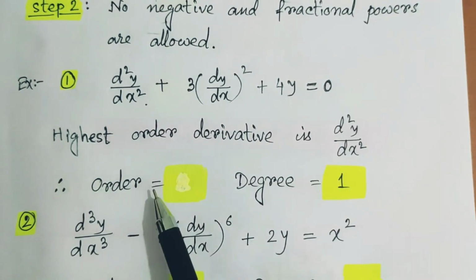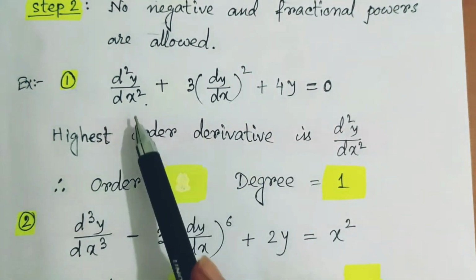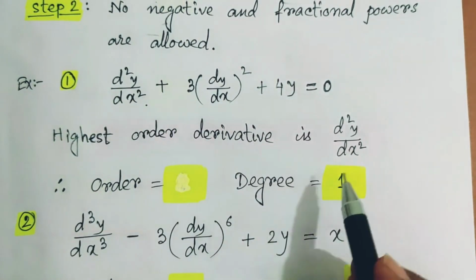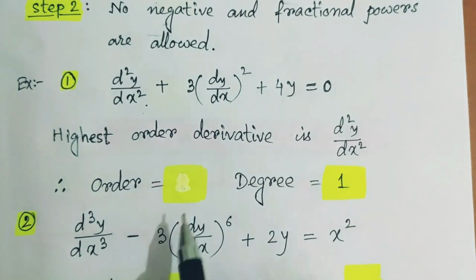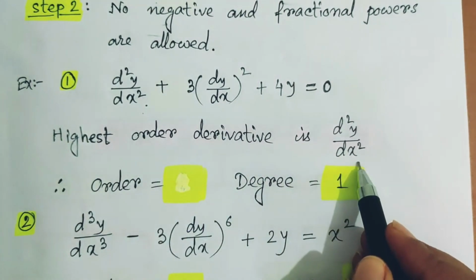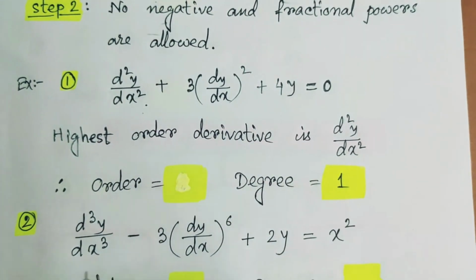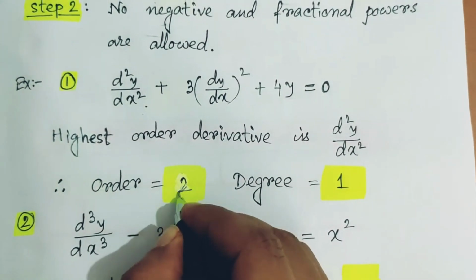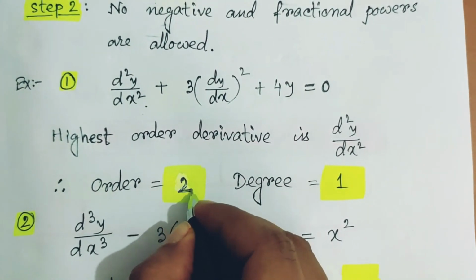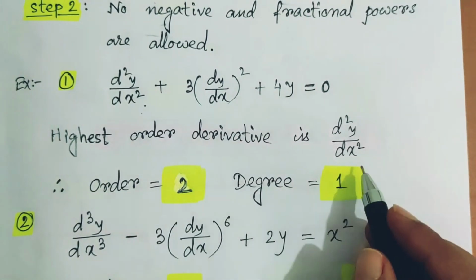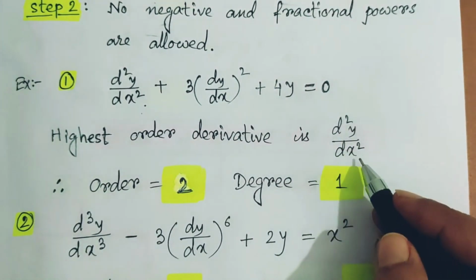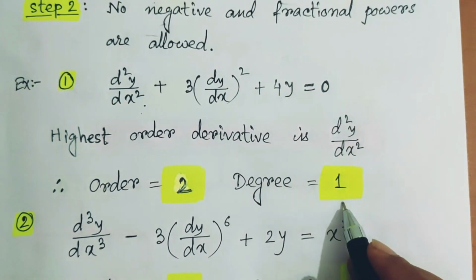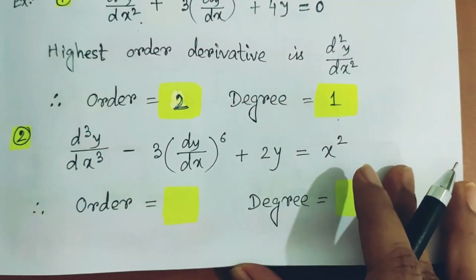So here the highest order derivative involved is definitely this one, d square y by dx square. So now this one is the highest one and it is the second order derivative. That's why we should say the order of the differential equation is 2. And for the degree, as the highest power of this second order derivative is 1, the degree should be 1. Now the second example for you.